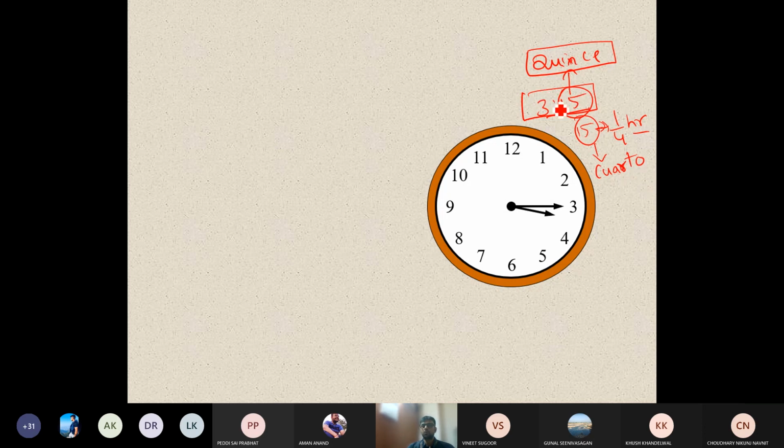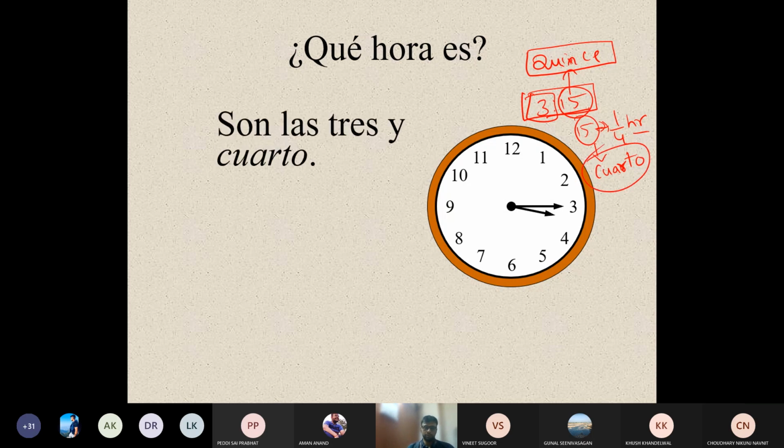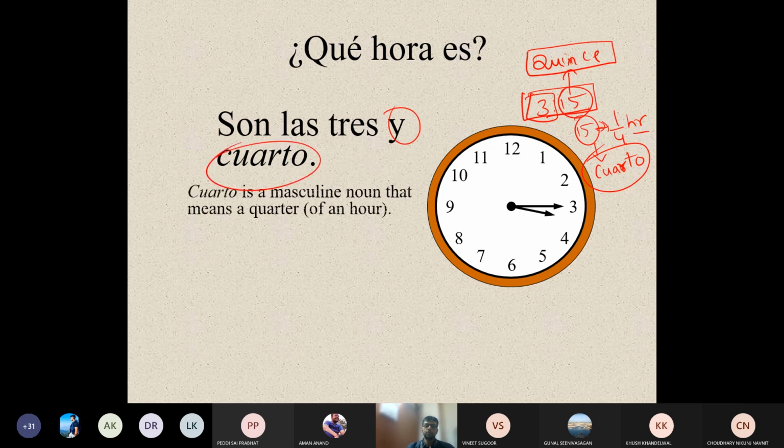So the rest of the things are going to be the same. I mean, if it is 3 o'clock, you should be writing son las tres. After that, you have to mention the minute, which is 15. For 15, we have this cuarto. So the expression will be like this: son las tres y cuarto. Okay. The reason is given here that cuarto is a masculine noun that means quarter of an hour. So if it is 3:15, you are using son las tres y cuarto. If it is 4:15, then you make it son las cuatro y cuarto.